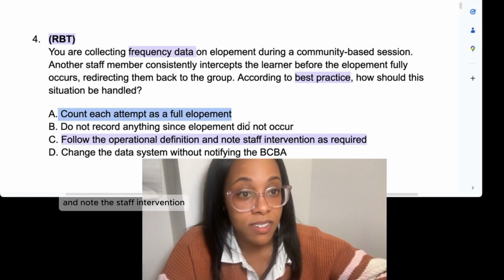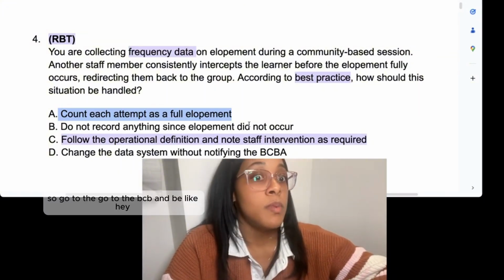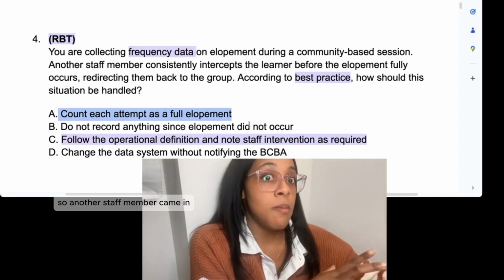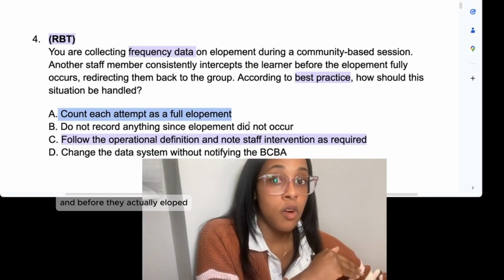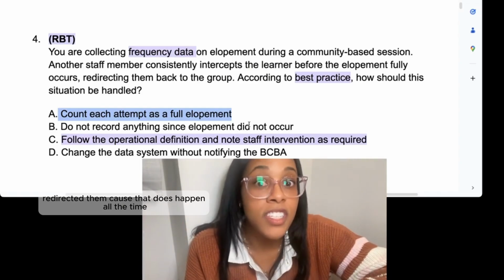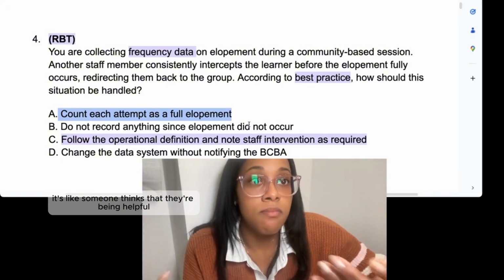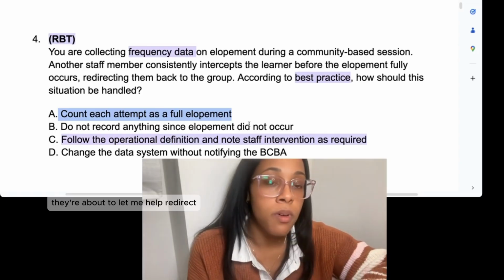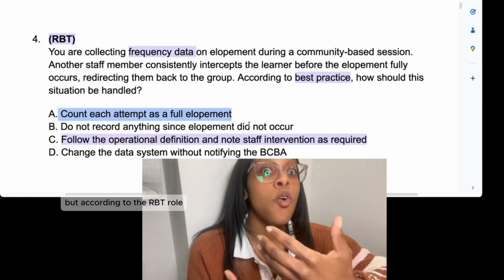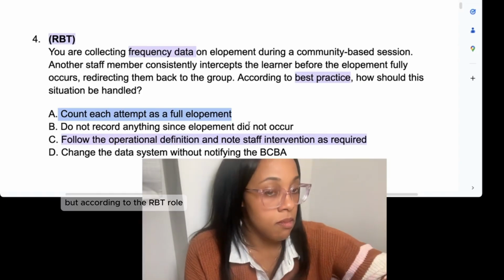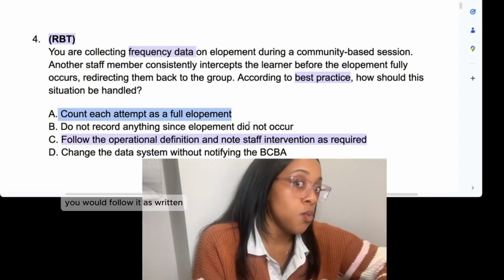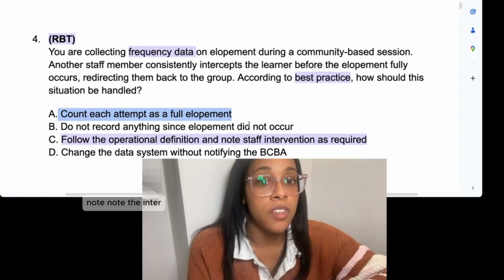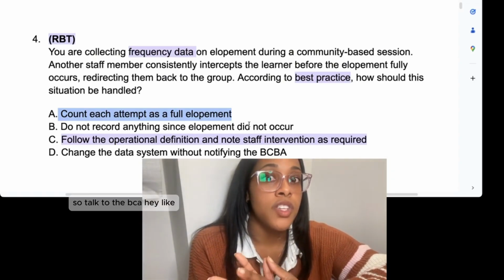So go to the BCBA and be like, hey, so another staff member came in and before they actually eloped, redirected them. Because that does happen all the time. It's like someone thinks that they're being helpful, right? Or like, oh, they're about to, let me help redirect. But according to the RBT role, you would follow it as written and just talk to the BCBA about it. Note staff intervention as required. So talk to the BCBA.